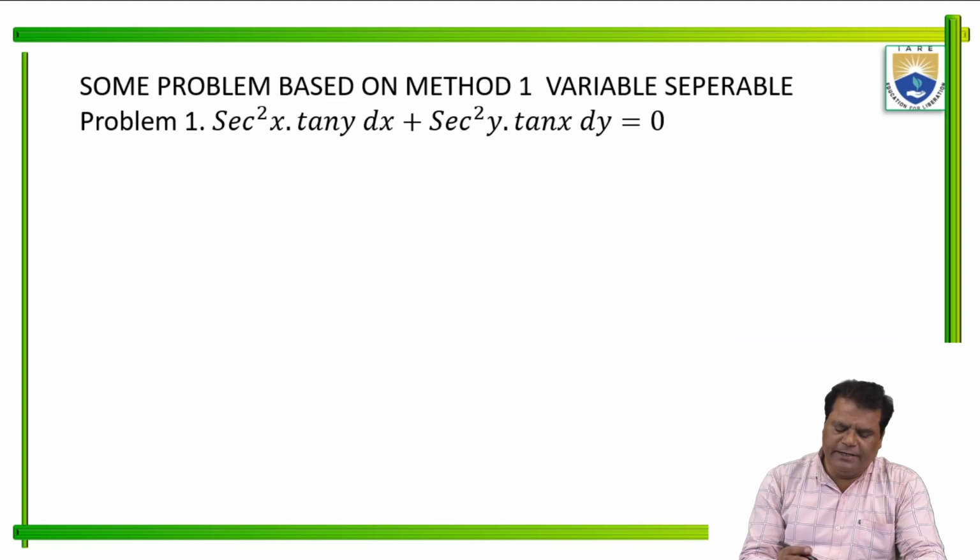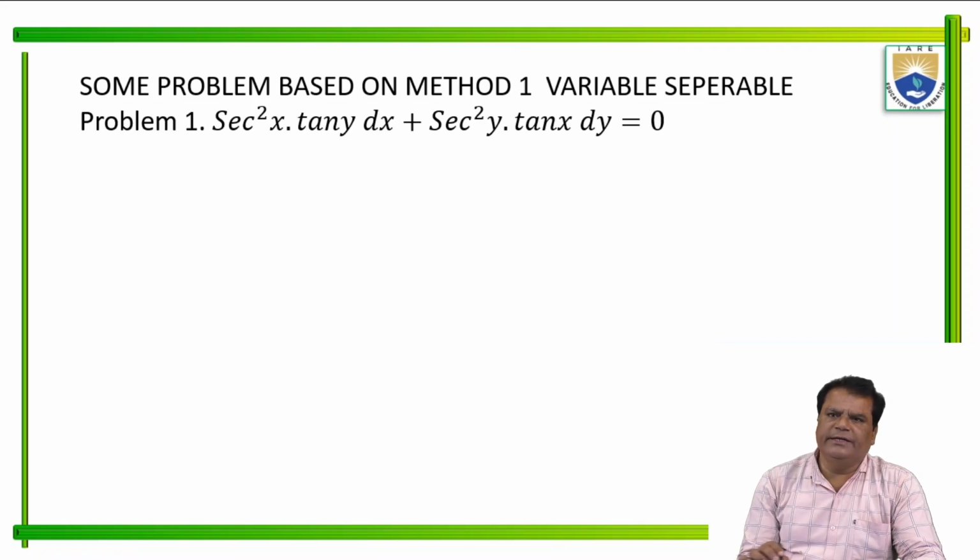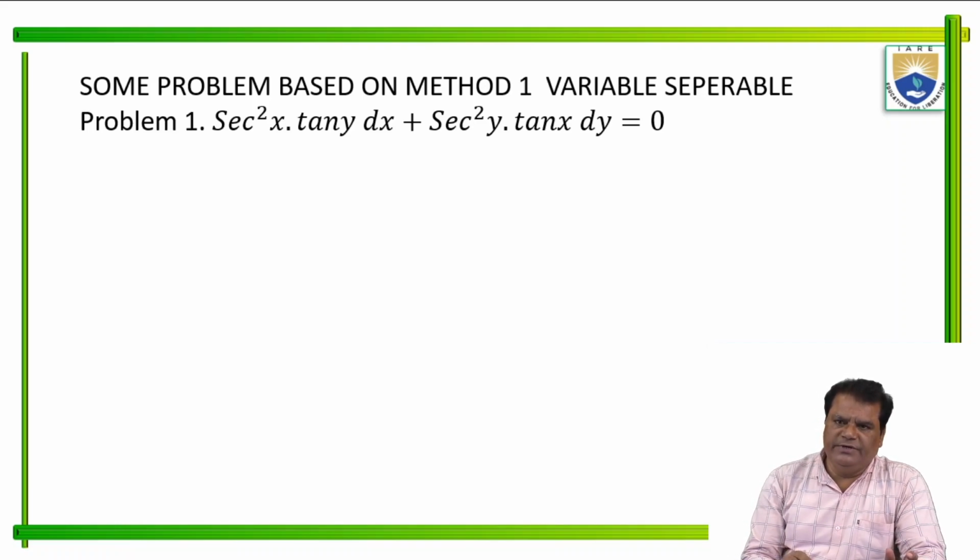Here we take the variables as separate, then we can integrate this differential equation. Sec square x is a function of x, and tan y is a function of y, but there is a multiplication of both functions. With dx, we integrate with respect to x, so there should not be any function of y here. So tan y is wrong here.